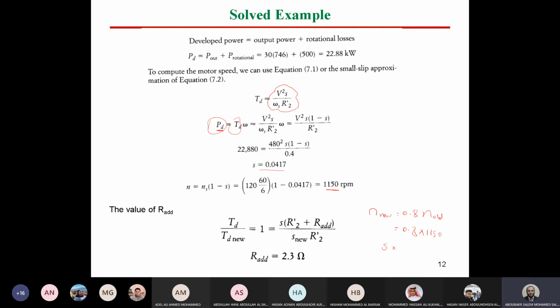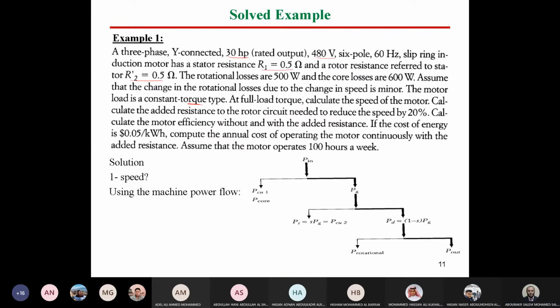Simply we can say S equals NS minus N new over NS. So getting the value of S new, guys, this is S new. After getting the value of S new, it will be very easy to get the value of R add. So this is now the value of adding resistance. Fine. So now we use the speed control characteristics to get the value of adding resistance. Here in this problem, guys, it's very important.